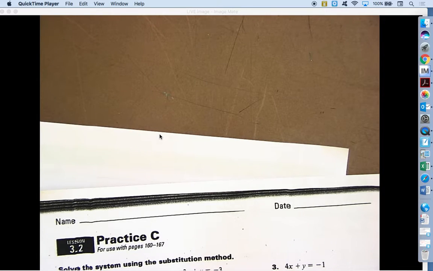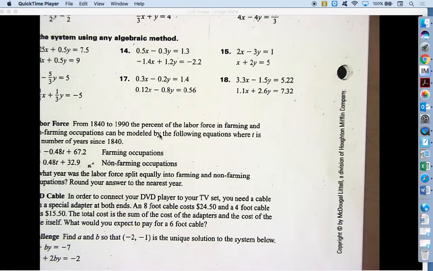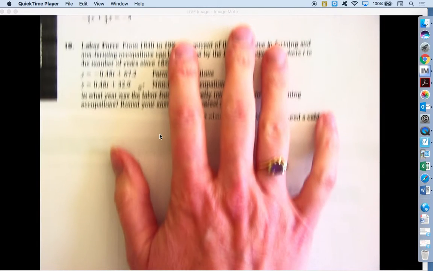So questions that you would like to go over, look at, talk about? Audrey. I had 19, the labor force problem, right? Yeah. I did that. All right, so number 19.